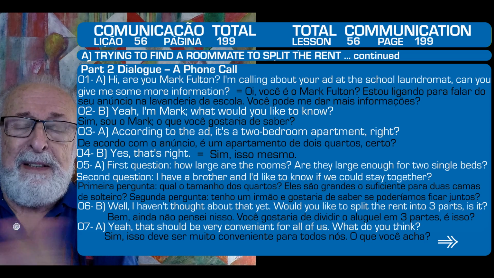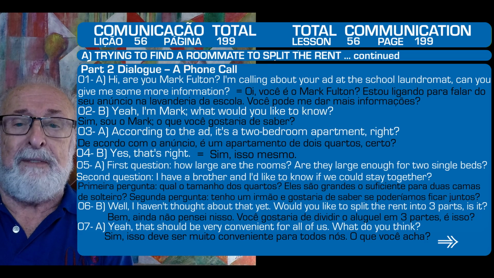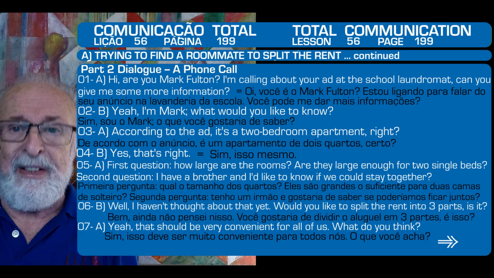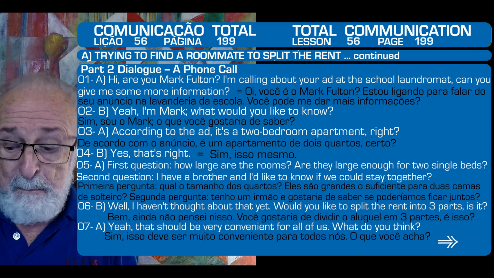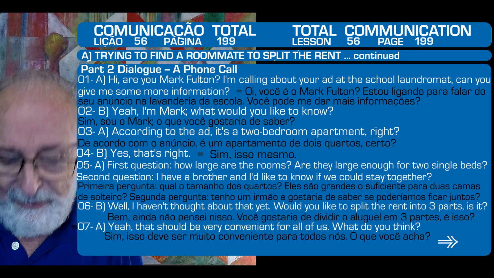Yeah, because the rent was 900. Okay, he would split the rent. So it would be 450 for each of them. But now you're going to split into three parts. It's a lot better. It will be just 300. Okay? All right.